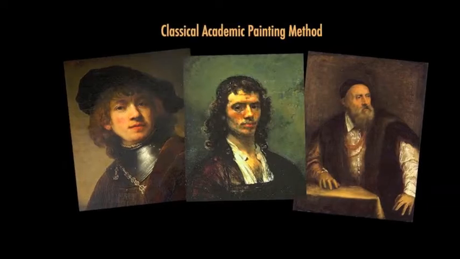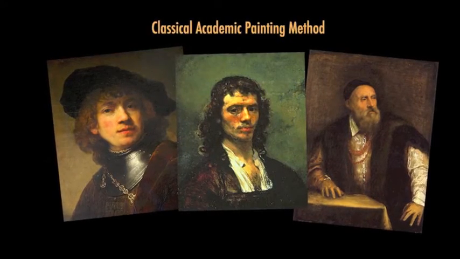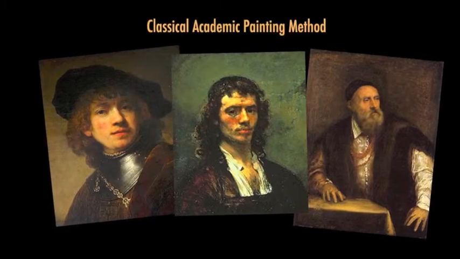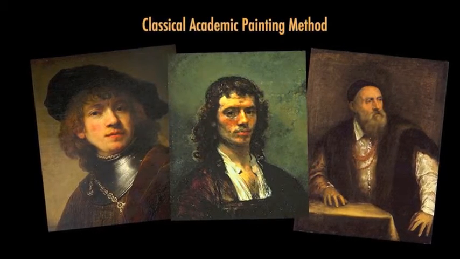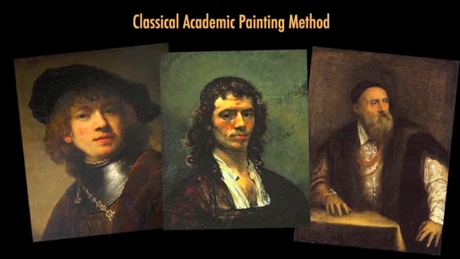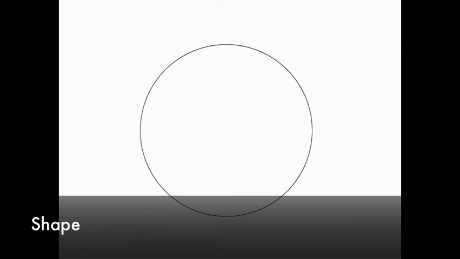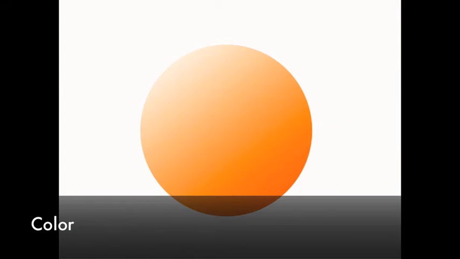From here, I employ the time-honored classical academic painting method. In this process, masters such as Rembrandt, Vermeer, and Titian would break down the complexity of the painting process by working on the painting in three discrete steps. Firstly, on shape and form. Secondly, on value, or light and dark. And lastly, on color.